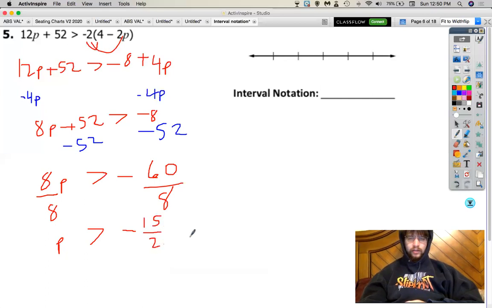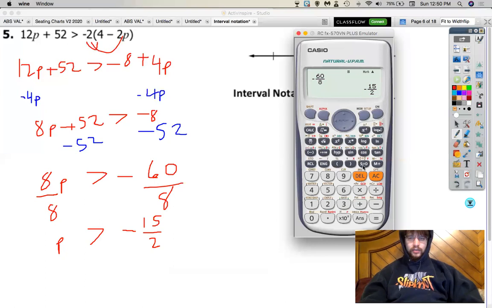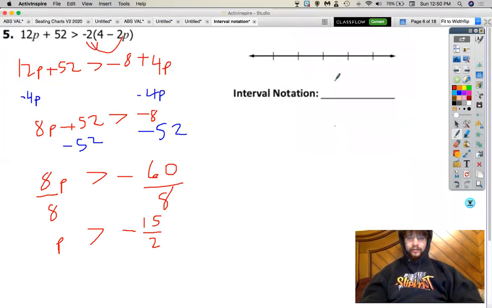Oh no, how on earth do I write that on a number line? Well, take your calculator and make it a decimal. It's negative 7.5. So I'm going to put negative 8 right there. Actually, I'm going to move it over a little bit and put negative 9 right there. Negative 8 right there. Negative 7 right there. Negative 6, etc. Who cares? So negative 7.5 is right here in the middle.